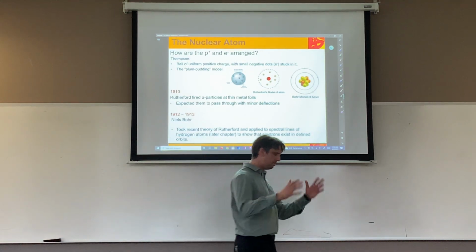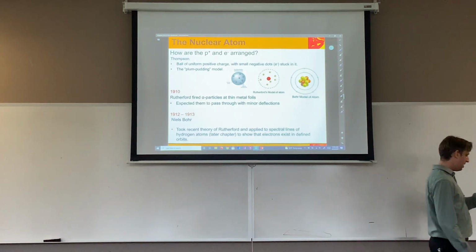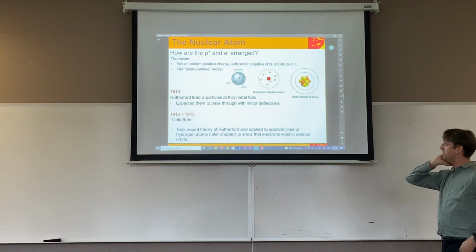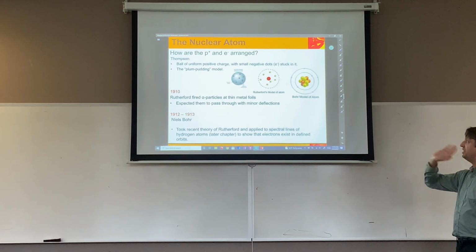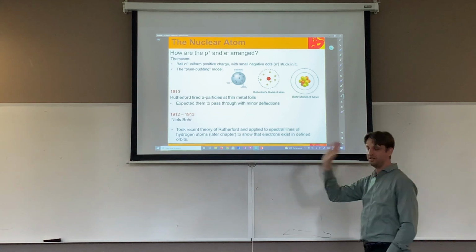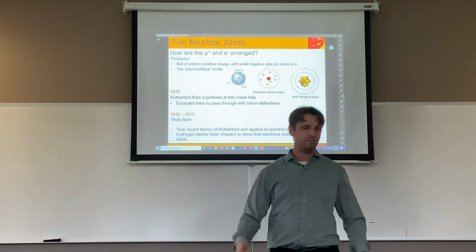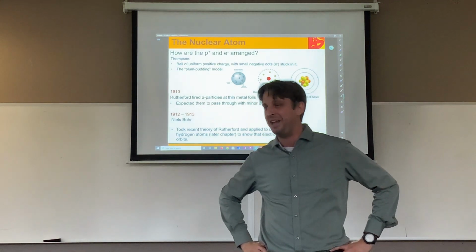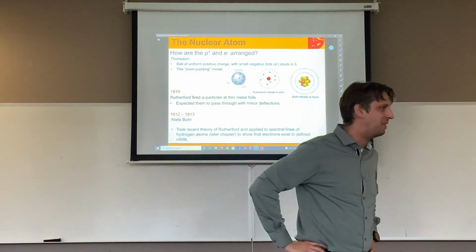So there are some proposed ideas for how an atom was actually made. In the beginning, Thomson came up with this idea of a ball of uniform positive charge with small negative dots stuck in it. This was known as the plum pudding model. Has anyone here ever had plum pudding? I never have. I think this is a term that's kind of fading into obscurity.